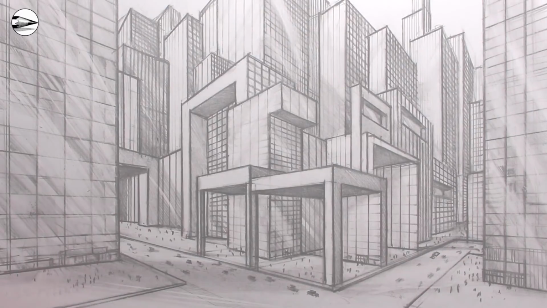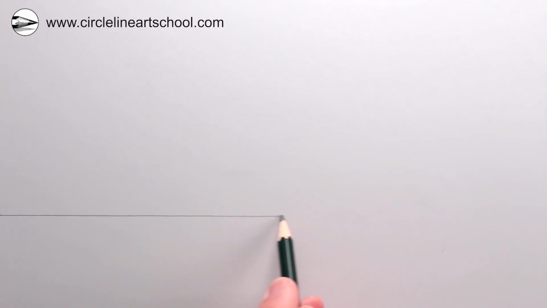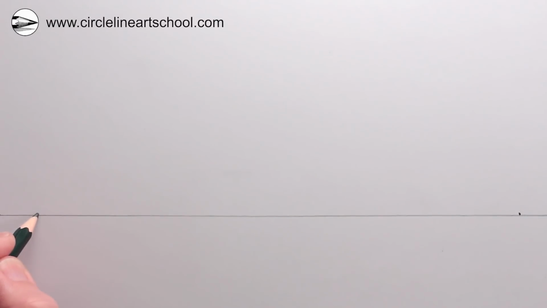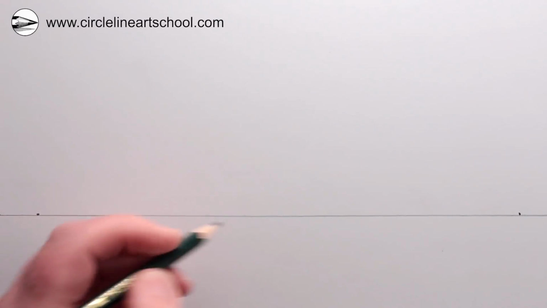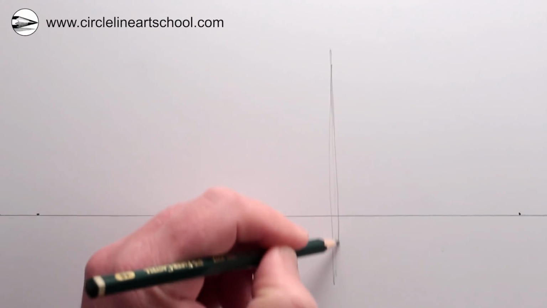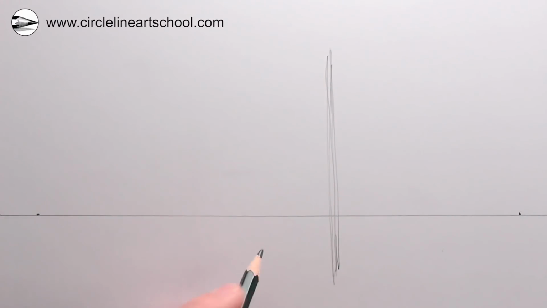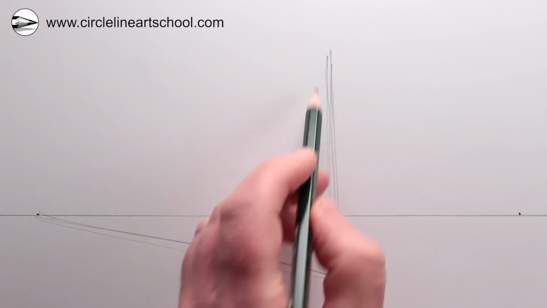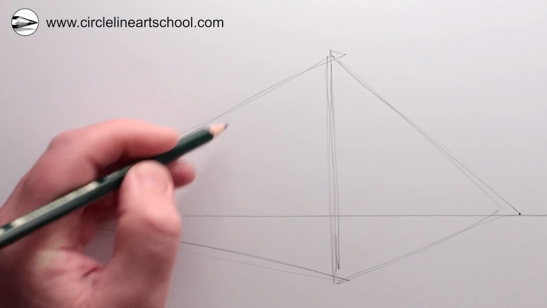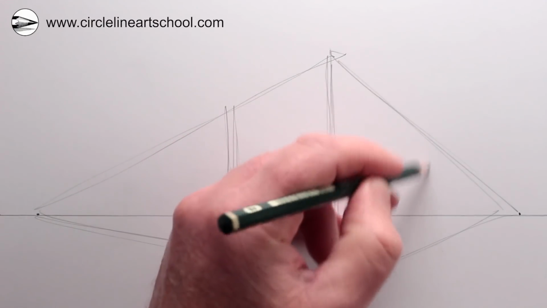To start this drawing, we need to draw a horizon line, which is low down on the page, and then we can add two vanishing points, one on the right and one on the left. Next, we need to follow the basic rules of two-point perspective, which is that vertical lines stay vertical, and all receding lines in this drawing will go to one of the two vanishing points.